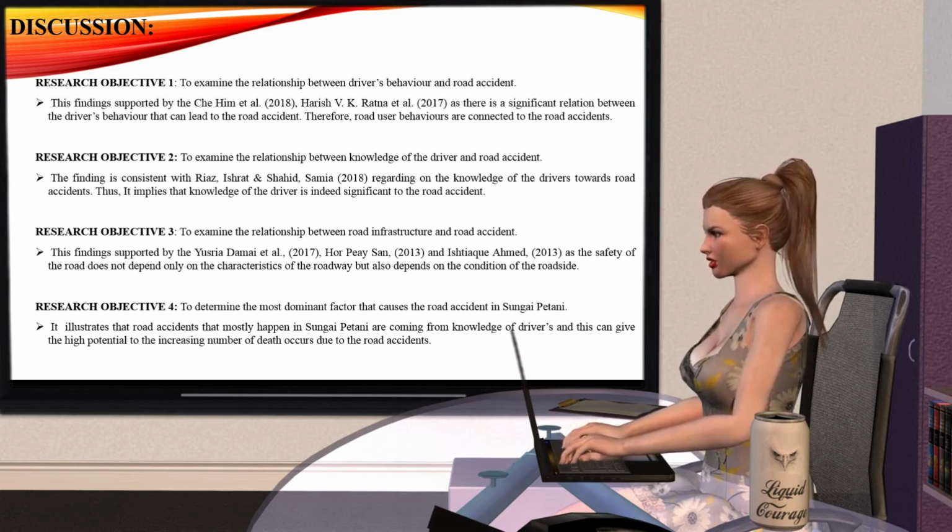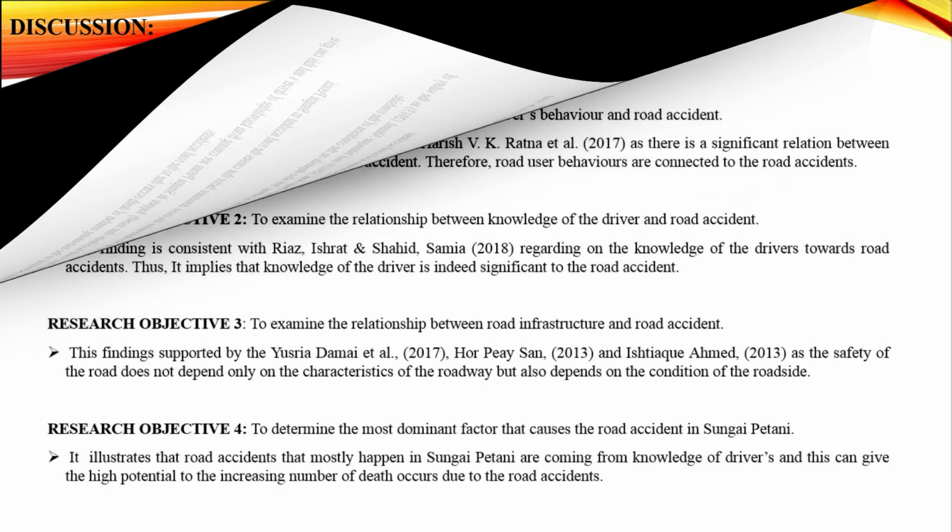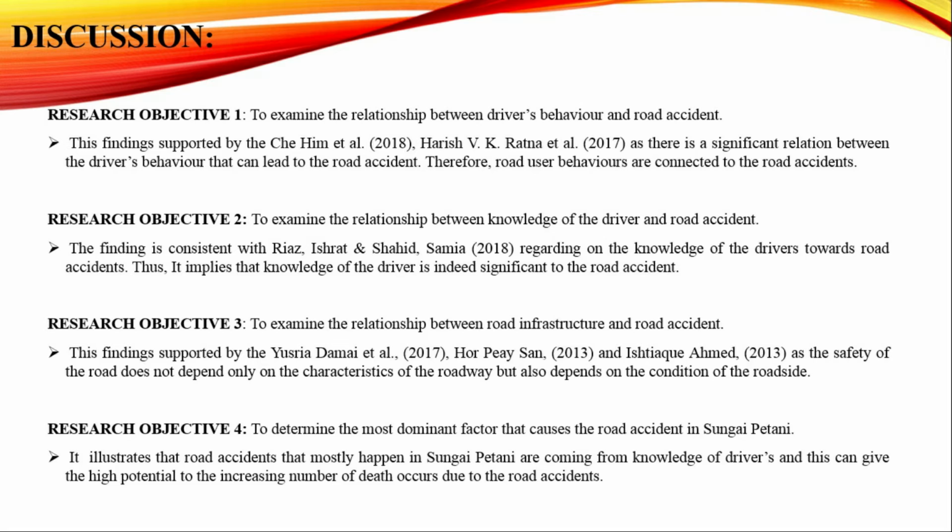Research objective 3: to examine the relationship between road infrastructure and road accident. These findings are supported by Yusria Damai et al. 2017, Hope Sin 2013 and Ishtiq Ahmed 2013, as the safety of the road does not depend only on the characteristics of the roadway but also on the condition of the roadside.